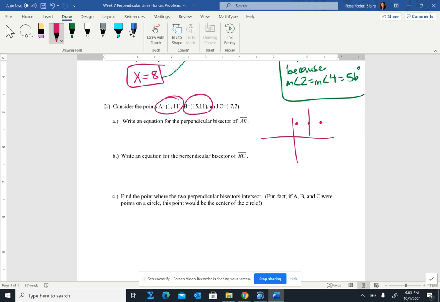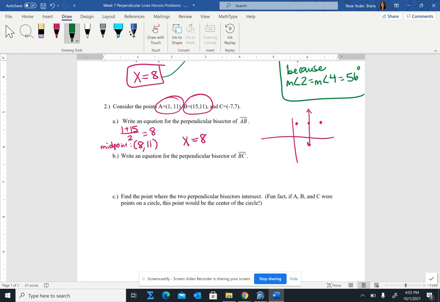And then the perpendicular bisector is going to be a vertical line. So I'm looking for an x equals line that passes through the midpoint. So I don't really need to average the 11s because the average of 11 is just 11. But I can average the 1 and the 15. And if I add them up, I get 16. 16 divided by 2 is 8. So the midpoint is (8, 11). And the equation for the perpendicular bisector is x equals 8.